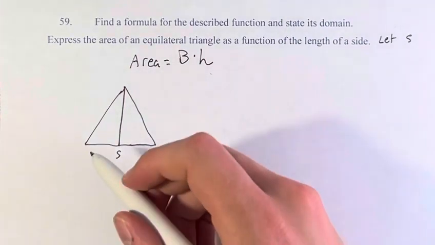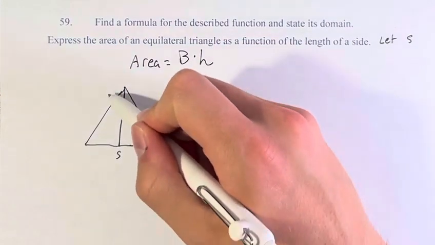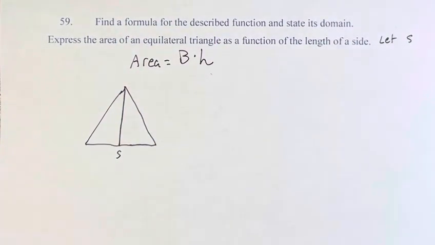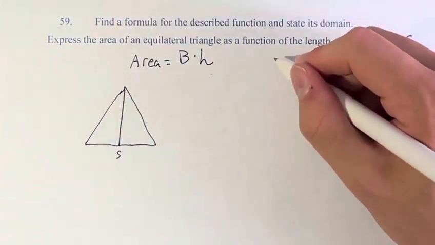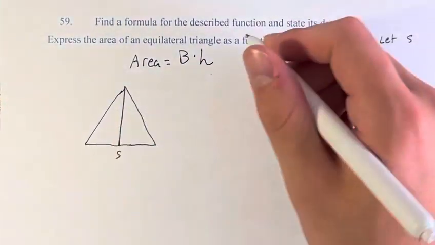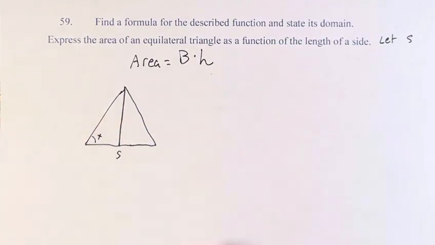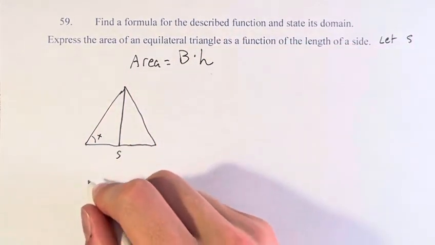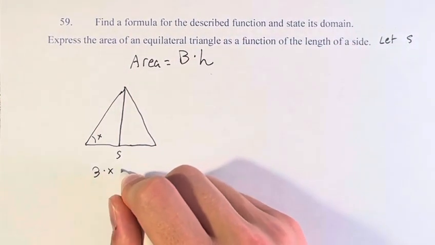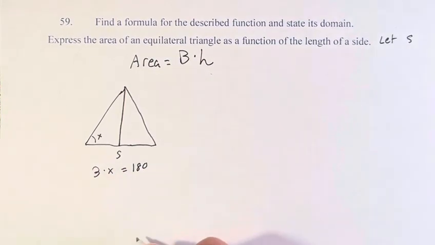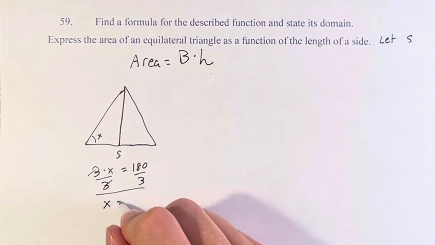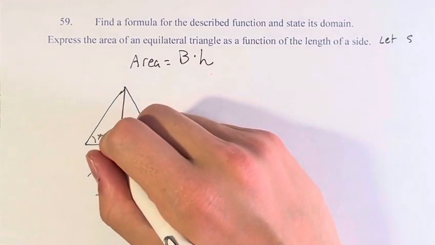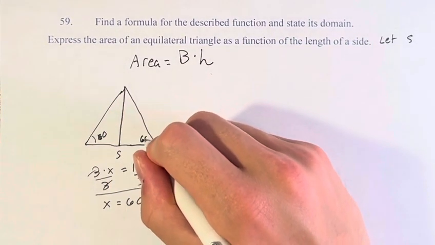So we know that the angles of an equilateral triangle are equal to each other. We know that the sum of the angles of a triangle add up to 180 degrees. So let's just call this angle x degrees. We know that 3 times x equals 180. Dividing both sides by 3, we know that x is equal to 60. So each of these angles are 60.